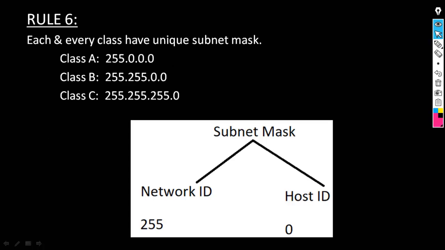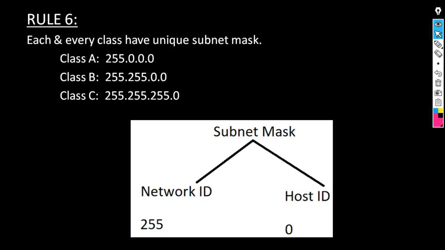and development. Now we'll talk about rule number 6. Rule number 6 states that each and every class has a unique subnet mask. The default subnet mask of class A is 255.0.0.0 and the default subnet mask of class B is 255.255.0.0 and the default subnet mask of class C is 255.255.255.0, and there will be no subnet mask for class D and E because we do not use their IPs.